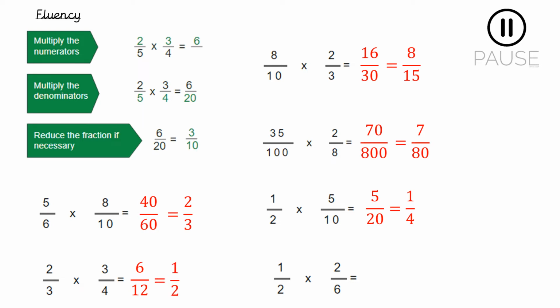And then the last one, you should remember as well that this also means of, so a half of 2/6, a half times 2/6, which equals 1/6. Okay, or if you want to do it the way we've been doing, you do 1 times 2 is 2, 2 times 6 is 12, so 2/12 is the same as 1/6.